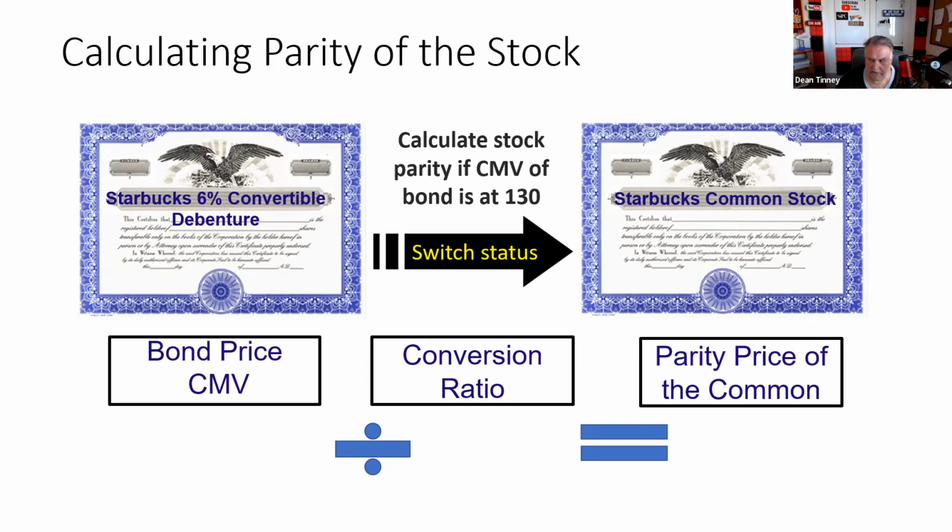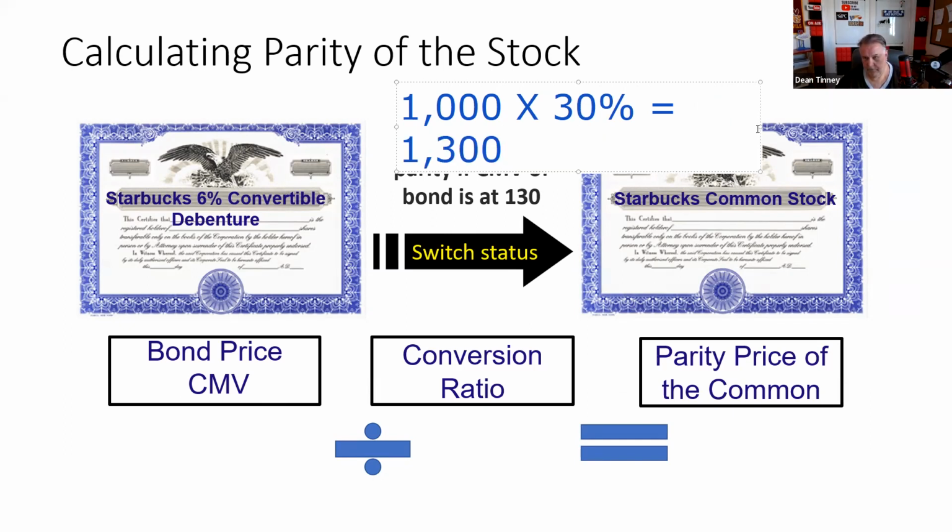If the common stock is trading 2 points below parity, what is the common stock trading at? Oh my God. So let's just break it down into component parts. A convertible bond is trading at a 30% premium to par. So par is 1,000 times 30%, and that means the bond is trading at 1,300, or 130. It has a conversion price of 40.